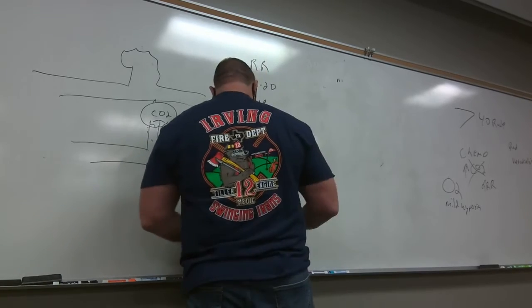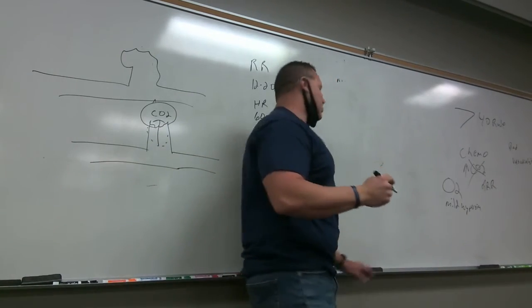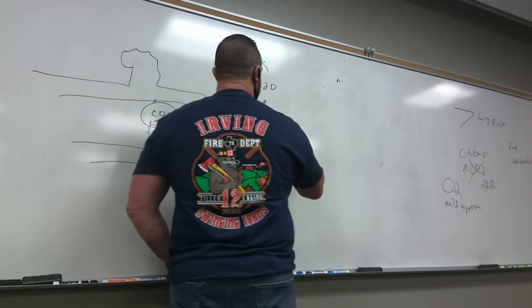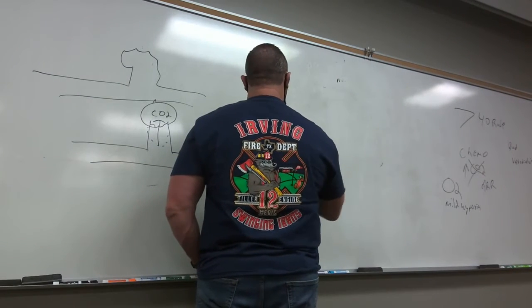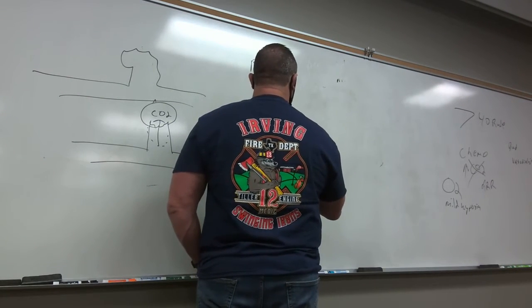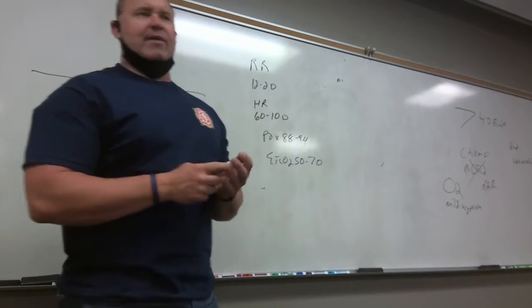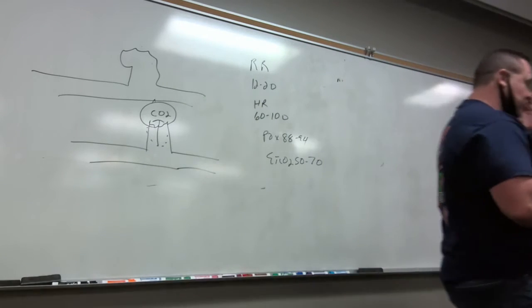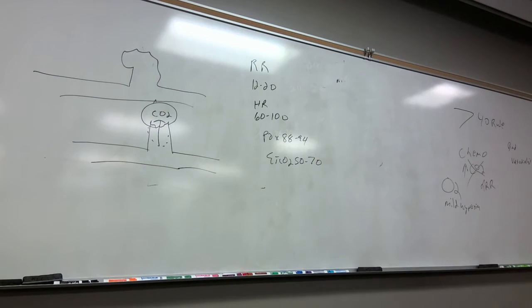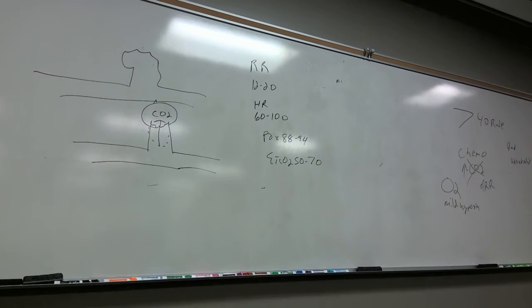So here's what I would expect to see in my hypoxic drive patient. I would expect a pulse ox between 88 and 94% and an end-tidal CO2 between 50 and 70. That is normal for them now. So what hypoxic drive does is, if I take Mr. Robbins here, the brain goes, hey dude, your pulse ox is 90, take a breath. Hey, you're 90, take a breath. You're 90, take a breath. Oh, you're 100, you don't need to breathe.